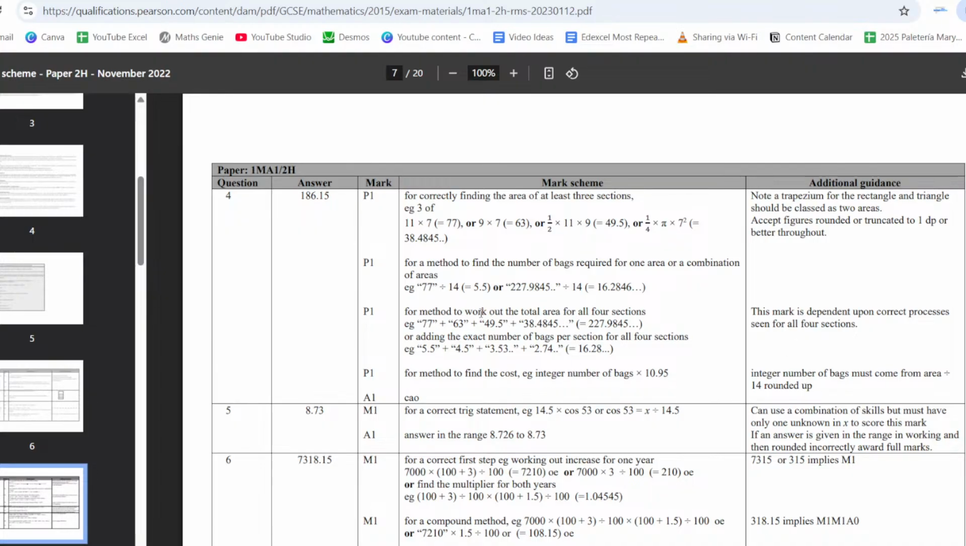Then they've said for method to work out the total of all. I don't know why they do it in that order, actually. That's weird. So the fact that you've added them all together, even if they were wrong numbers, I think you get a mark for that, even if the numbers were wrong.